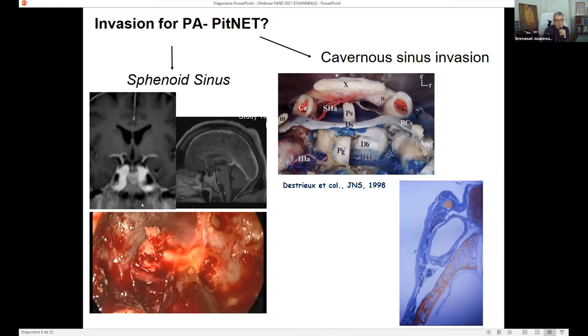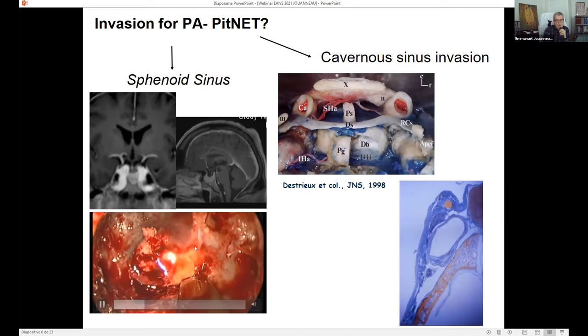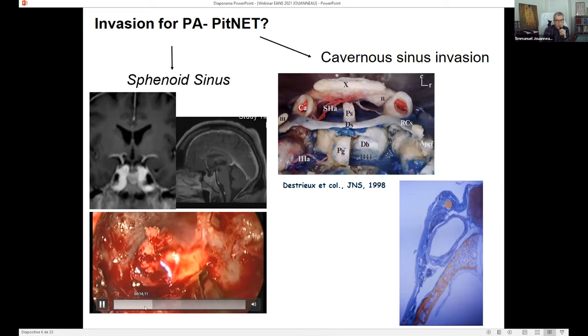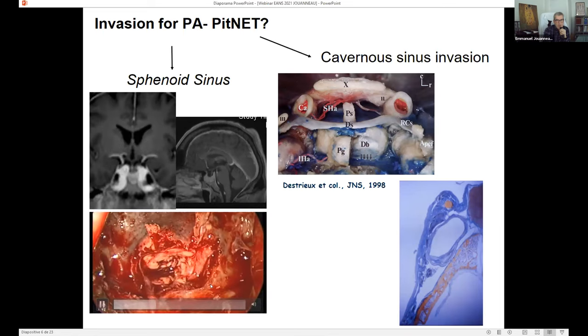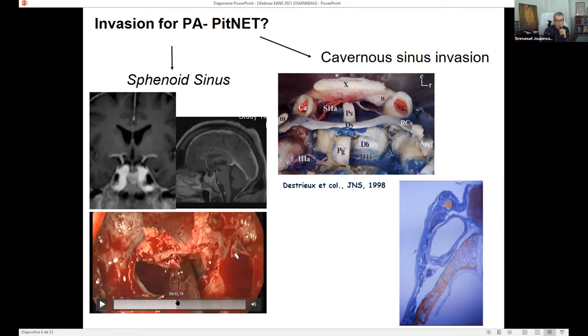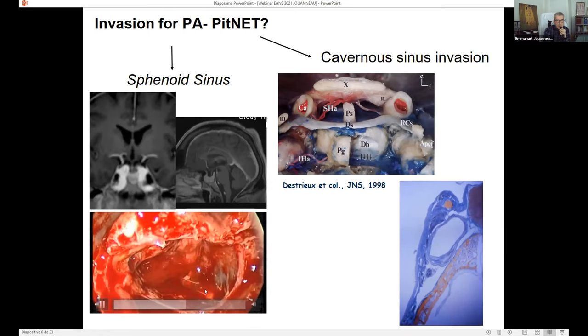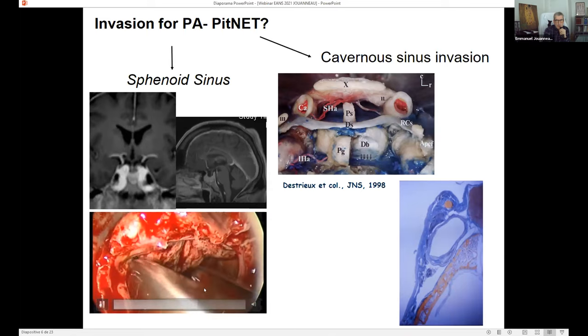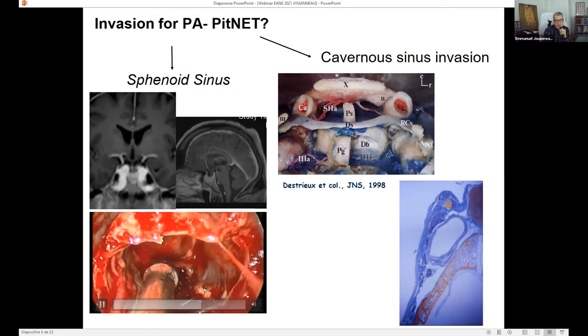When you remove such a tumor, you have to remove the tumor, but you have to enlarge the resection to the bone, the clivus, and also to remove the dural bag, not only the tumor. If you want to cure the patients, you have to enlarge your surgery. So it's not so difficult.